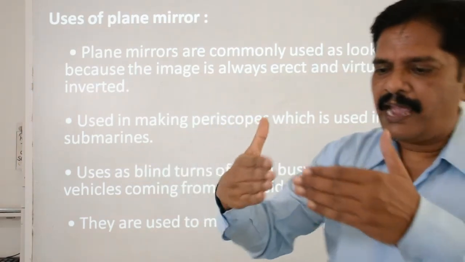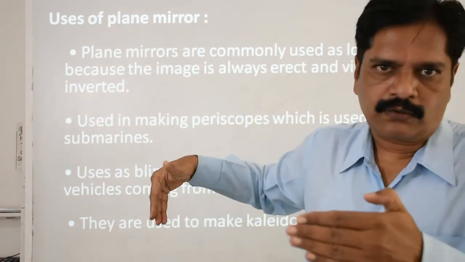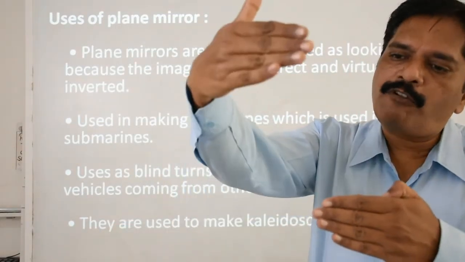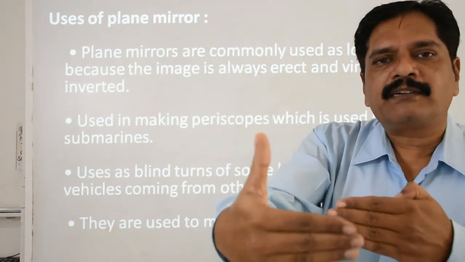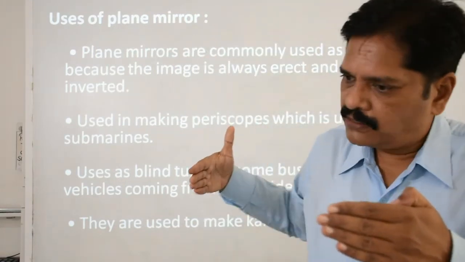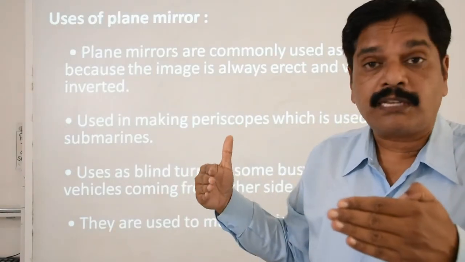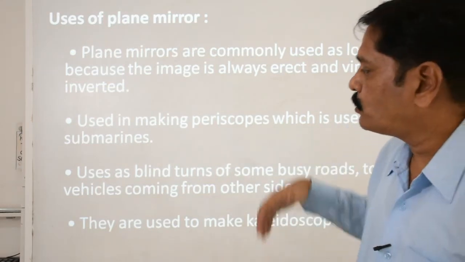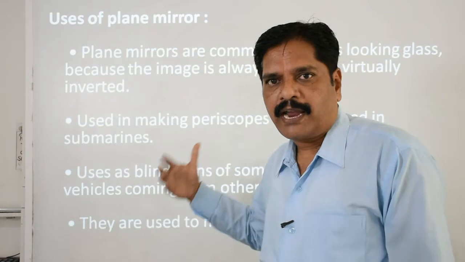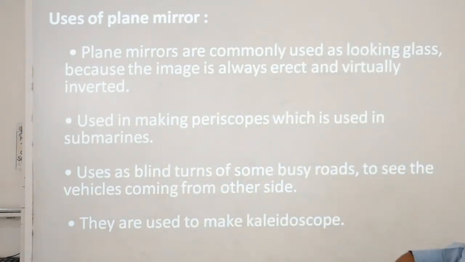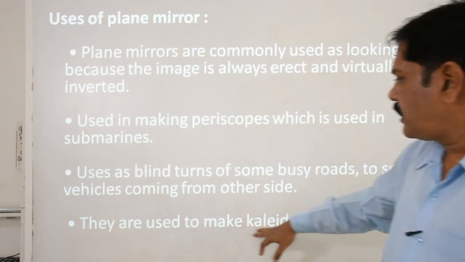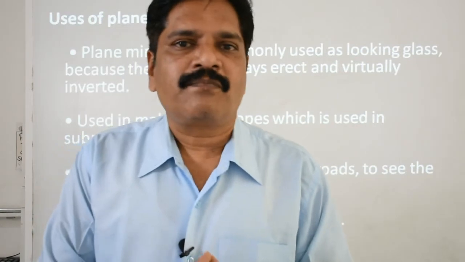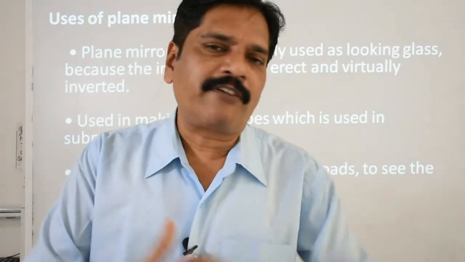Just like that, an L-shaped road is there, it goes like this, so the vehicle which is coming from this side is unable to see the vehicle coming from this side. So if you place one mirror exactly at 45 degrees here, then when the vehicle comes, it will give the exact image on this side. So by following the law of reflection of light, we can obtain the image and we can easily identify it. They are also used to make the kaleidoscope. I think this is a toy. I hope you are familiar with this one, no?